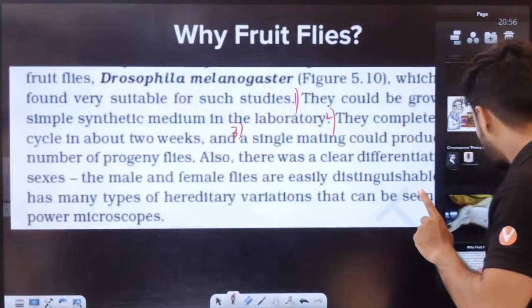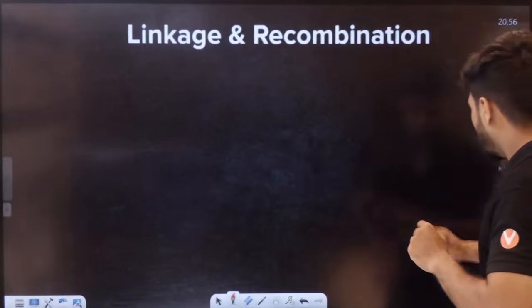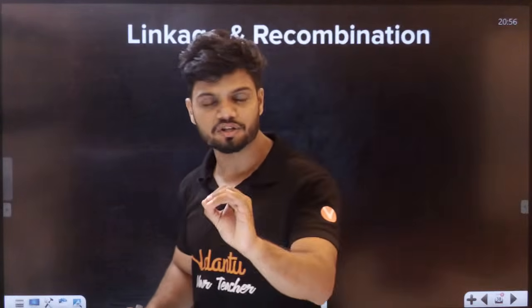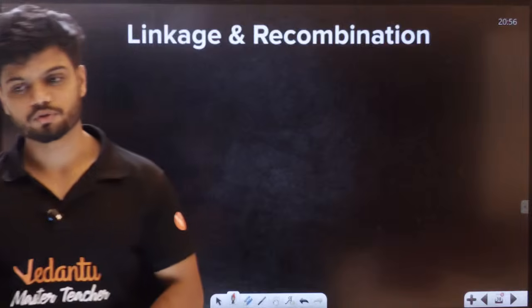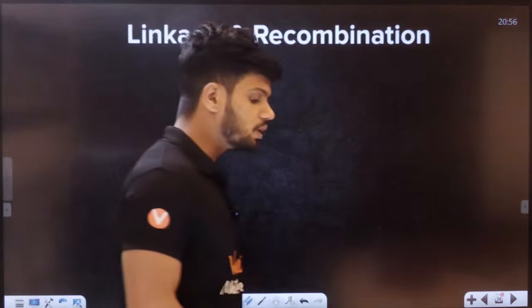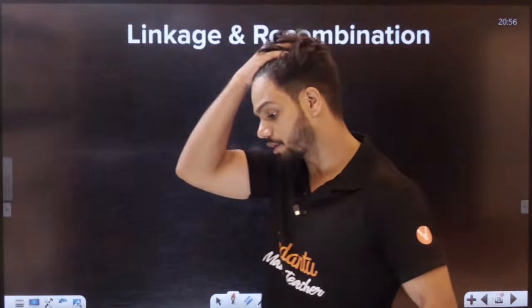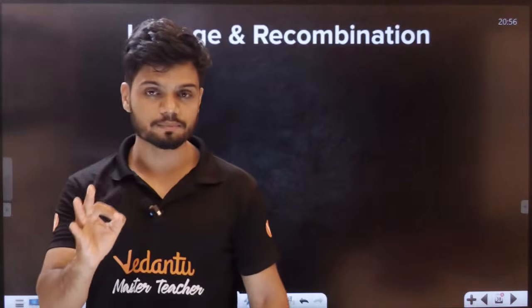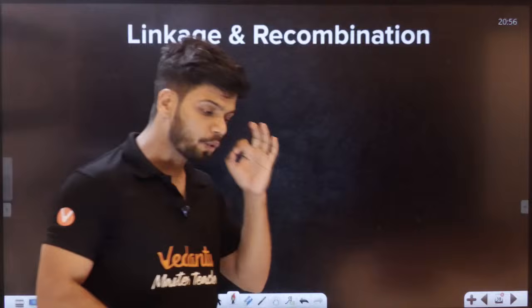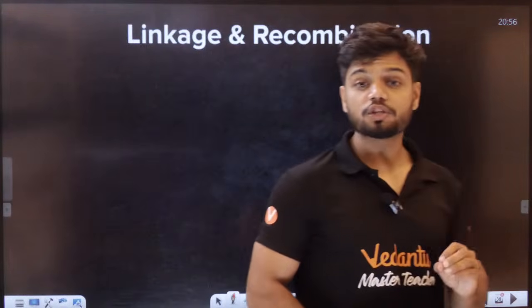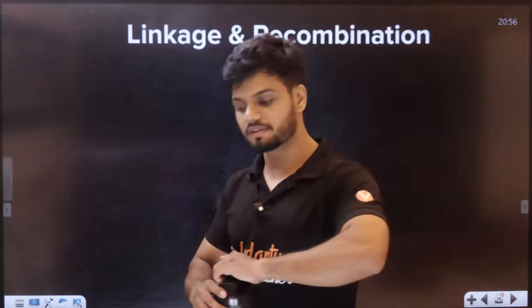This is very easy to remember, but students, how many of you do not understand linkage and recombination? Raise your hands. I will make this concept so easy for all of you that you will be able to teach your friends also. Shall we start?